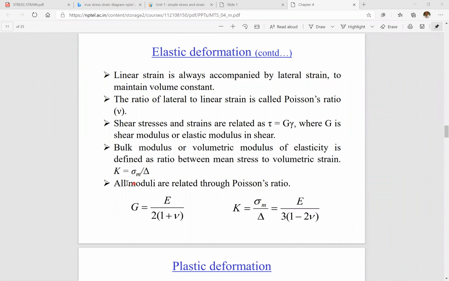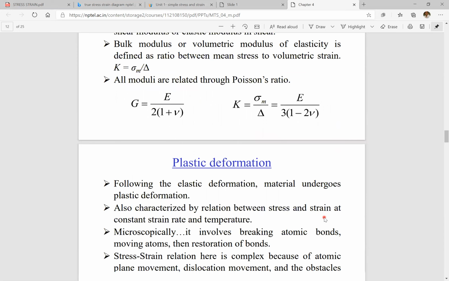Okay. So all moduli are related through the Poisson's ratio. That is the relationship between these elastic constants. These are the elastic constants, not the plastic constants. So this is the relationship between the elastic constants: E is equal to 2G into 1 plus nu. E is equal to 3K into 1 minus 2 mu. This is the relationship, all moduli related through Poisson's ratio only. There are other relationships also.